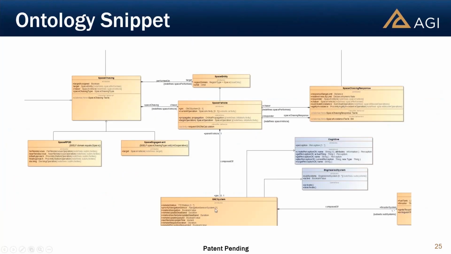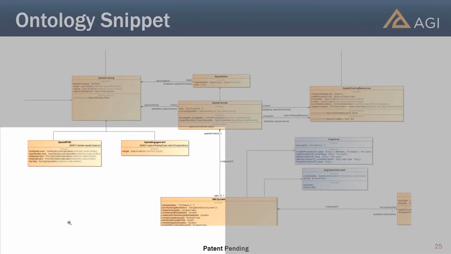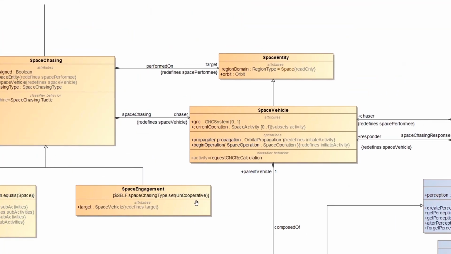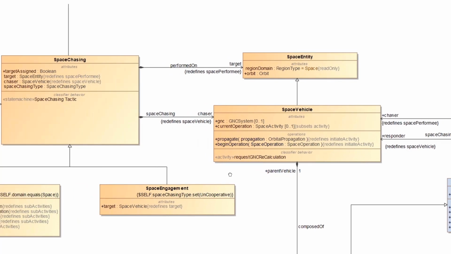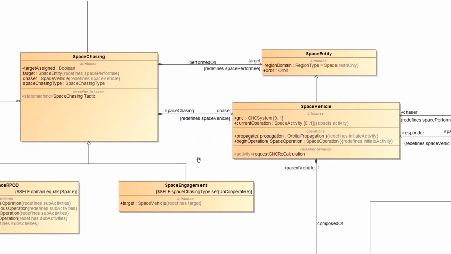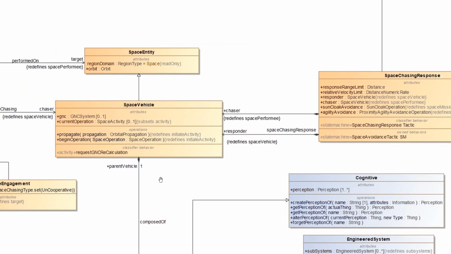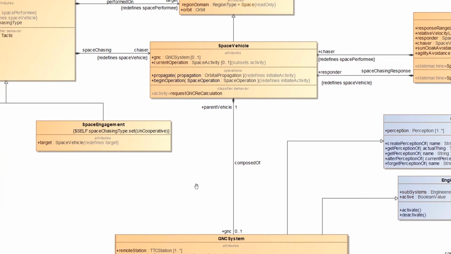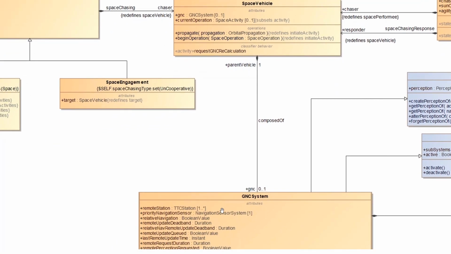Okay, so here's a small snippet of that space ontology. I'm going to zoom in a little bit. Oops. We have this concept of a space entity. We have a space vehicle, space chasing, and we also have a space chasing response. You'll notice that we have state machines on some of these elements. Again, it's a very behavior-rich ontology. There are other elements that you do not see where we have more specific aspects of the system. So we have a very generic GNC, and we have other more specific GNCs.